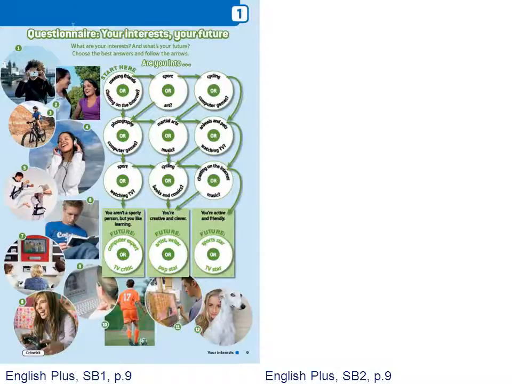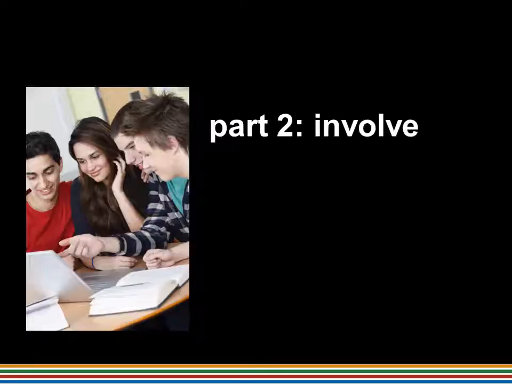So we've looked at engagement, we've looked at ways to engage our students and some ideas to get them engaged. Now we've got to think about how we can involve them in their education, in the process of learning.